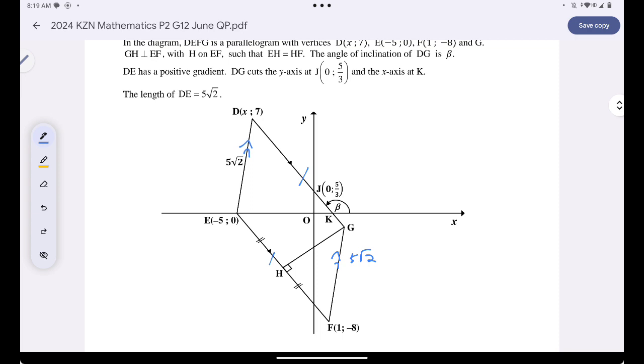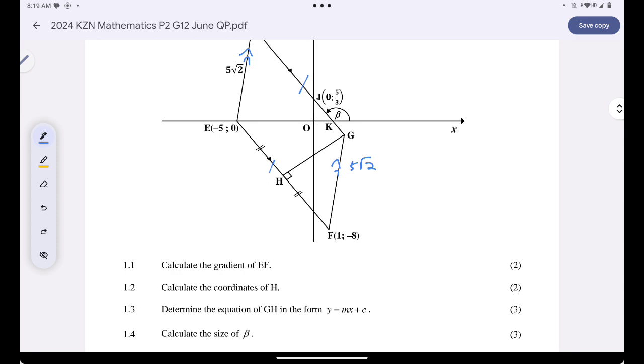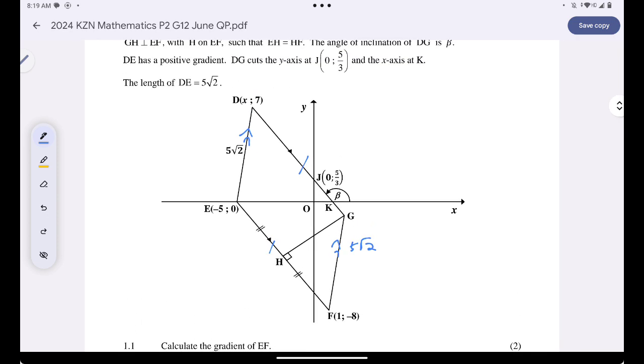DE has a positive gradient. DG cuts the y-axis at J and the x-axis at K. The length of DE is 5 root 3. Calculate the gradient of EF.